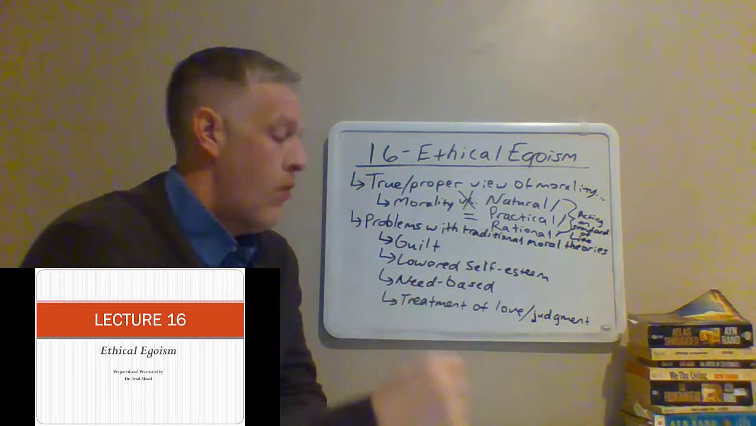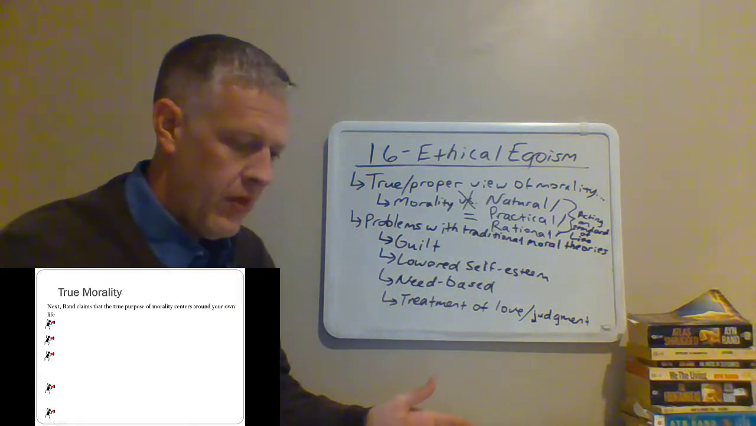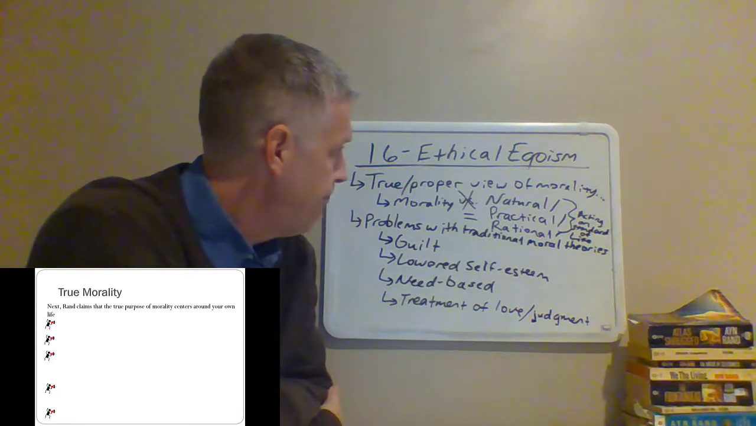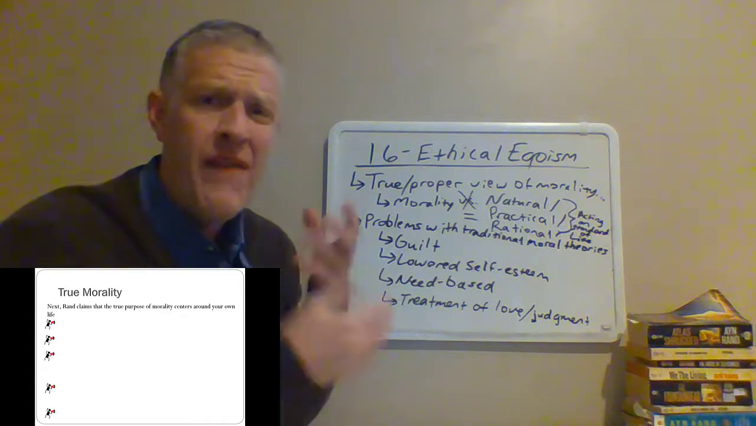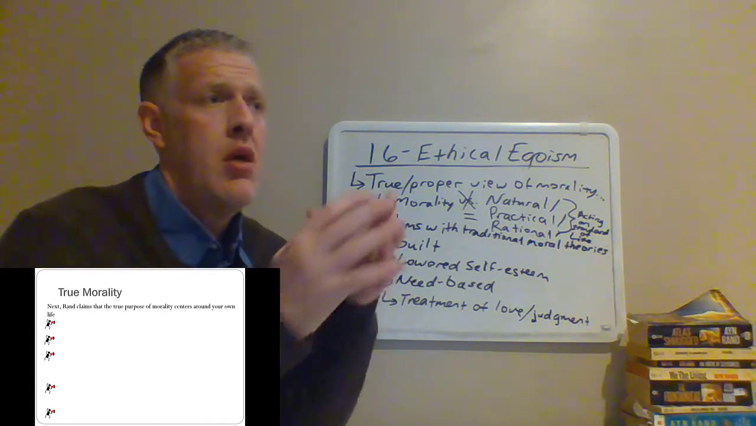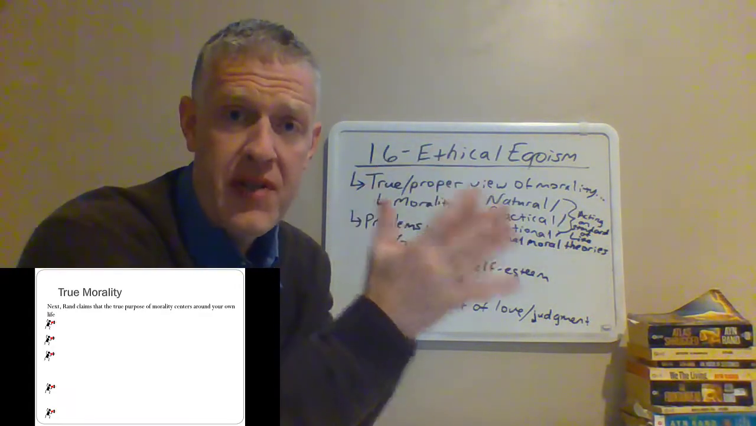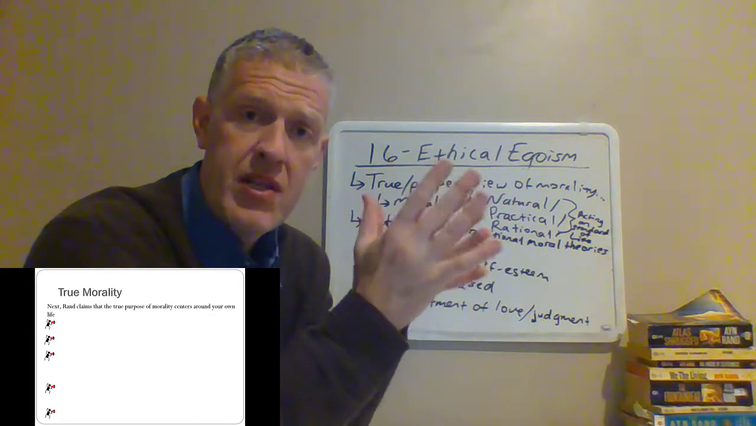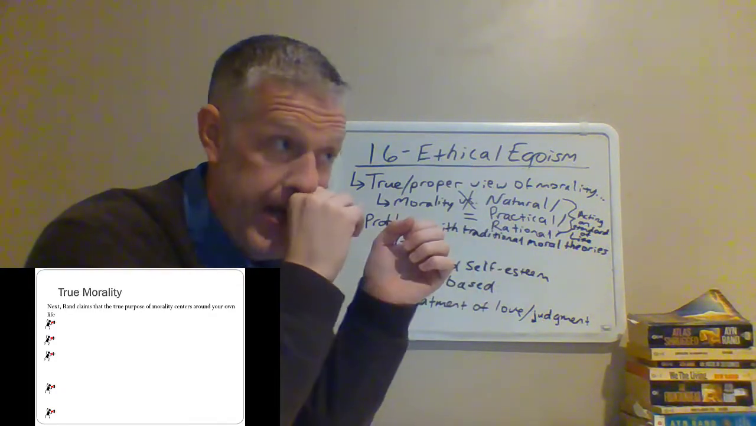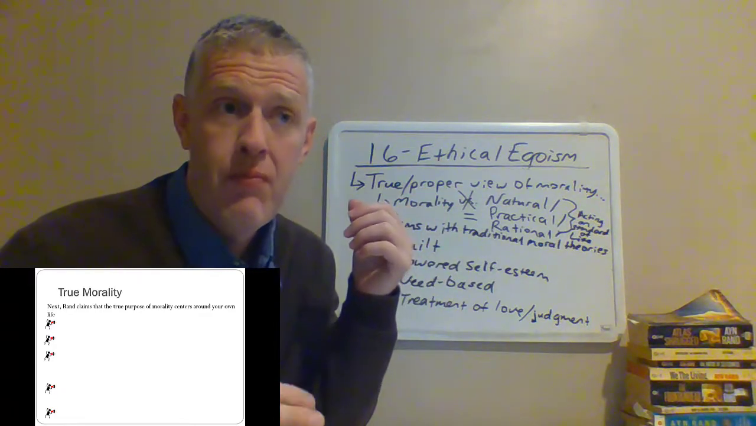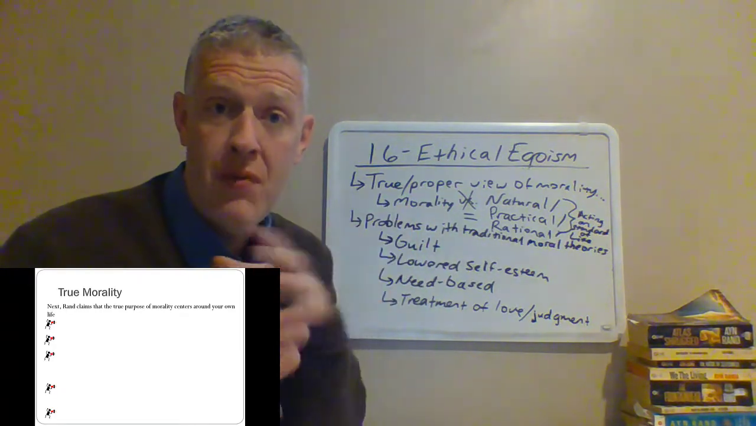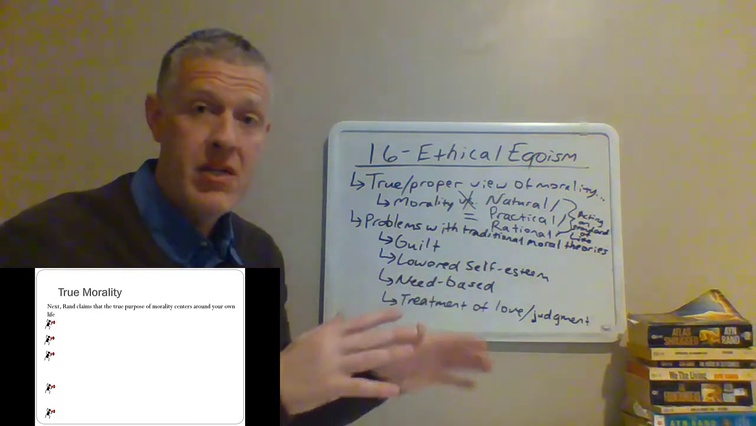So we want to pick up at slide 11 in the lecture, and talk about what Rand suggests is the true or proper view of morality. The idea being, look, she's not a moral skeptic, right? There is such a thing as morality. It's just that what that amounts to, doing the right thing, is not what you grew up being told was the right thing. And instead, it's something completely different, right?